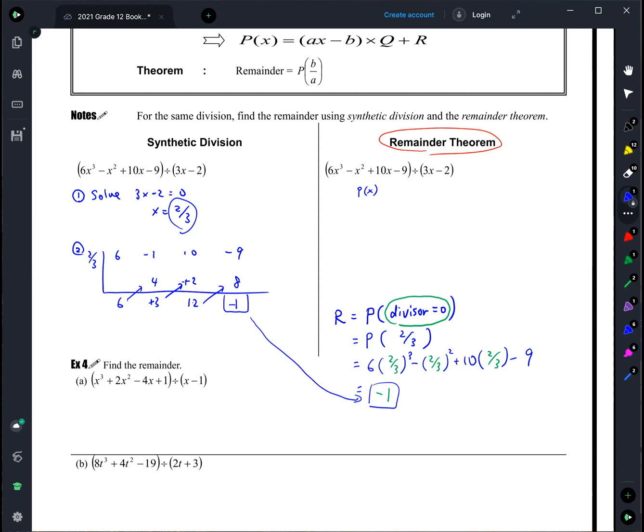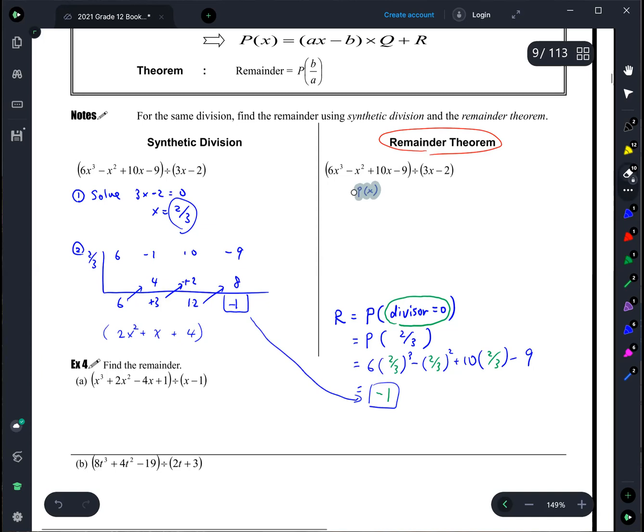If you use synthetic division, it not only tells you the remainder, but also the quotient. For the quotient, you need to divide by 3. It'll be 2x squared plus 1x plus 4. This should be our quotient, and -1 is the remainder. So how come we can just sub in the number and get the remainder? This has to do with our division statement. Let's write out the division statement.